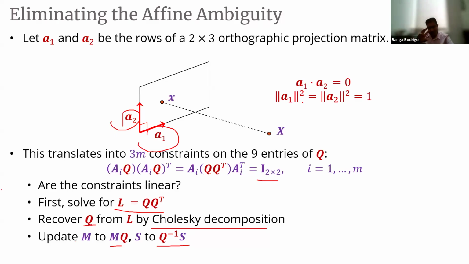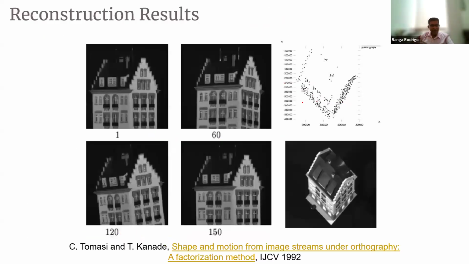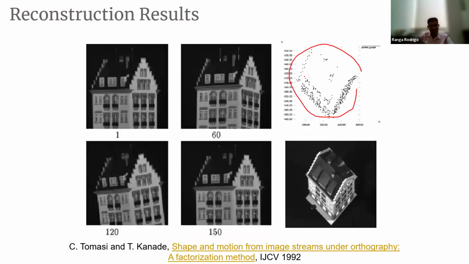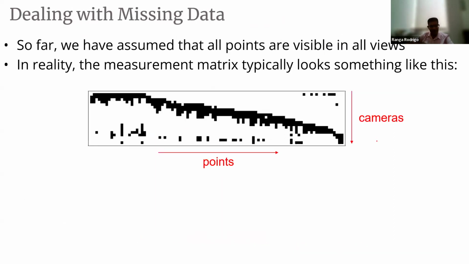I hope you understand the concept called the ambiguity. So you can see the reconstruction results that they have obtained. Those days, a long time ago, 1992, they were able to obtain the point cloud of the corners of this little toy building, and you can clearly see that it's not a square. So the ambiguity problem has been there. Dealing with missing data and so on, I will not discuss too much.